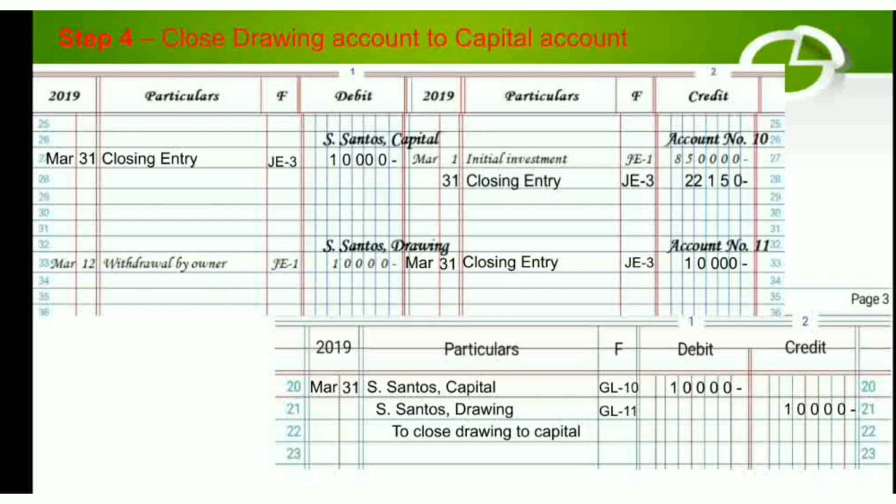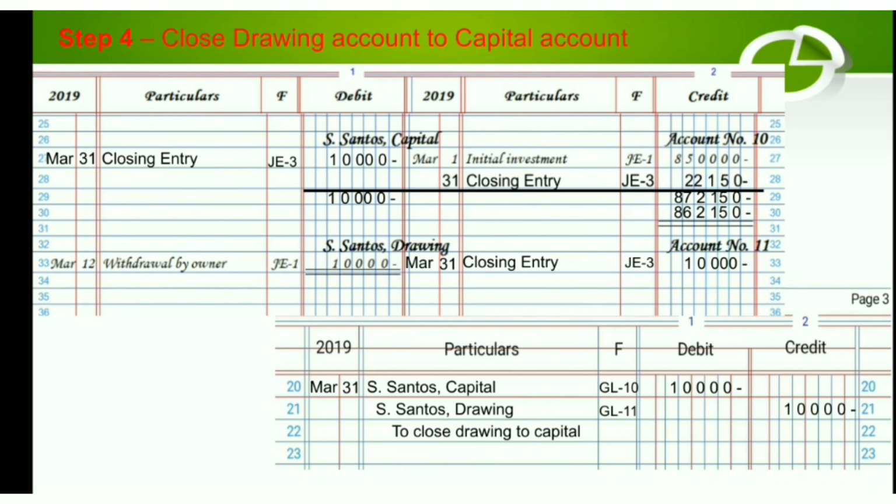Now we will be footing the debit and credit entries, and we'll start with the S. Santos Capital account. For the debit side, we have 10,000 pesos. And for the credit side, we have 850,000 plus 22,150, so the total is 872,150. Now we'll get the balance. 872,150 less the 10,000, so the difference is 862,150. And we will write it here in the credit side since the credit is greater than the debit, and then double rule.